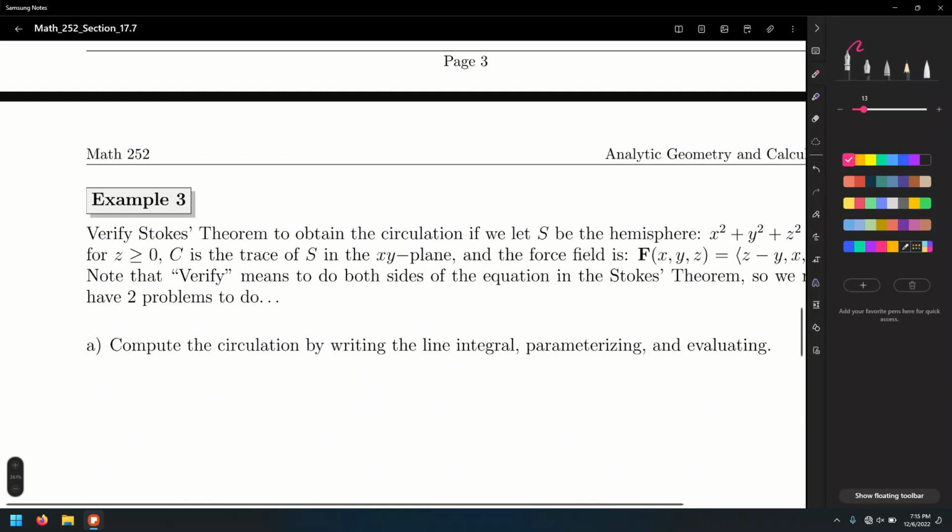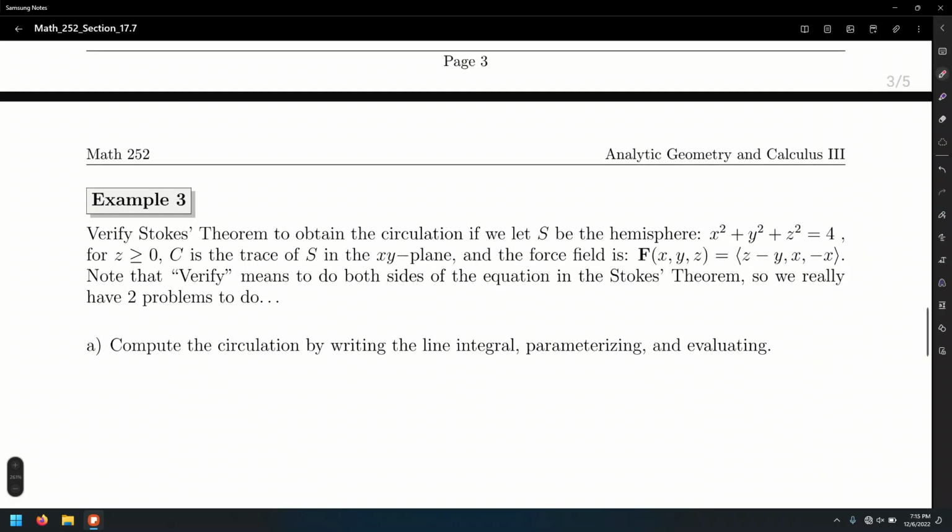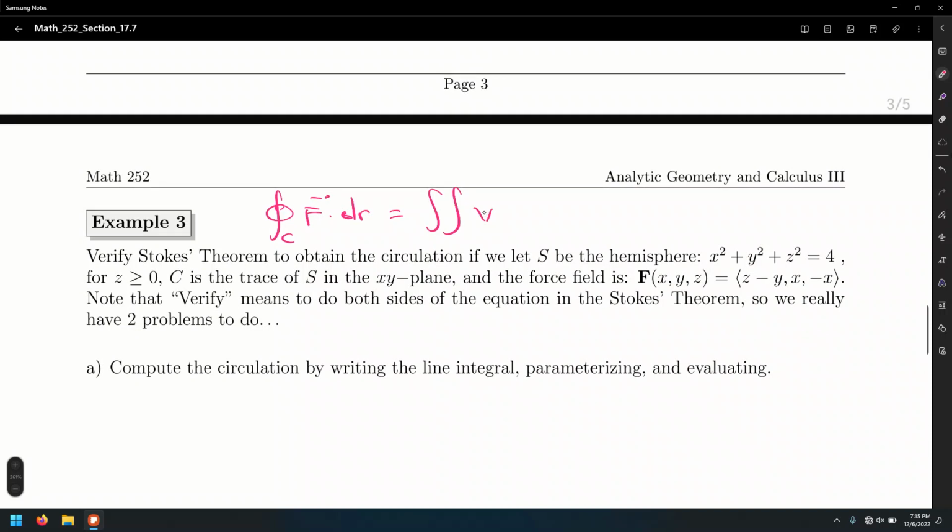So number one, that's the line integral over C of f dotted with dr equal to the double integral of nabla cross f dotted with n dS. In this case, that means we are going to solve the problem both ways.